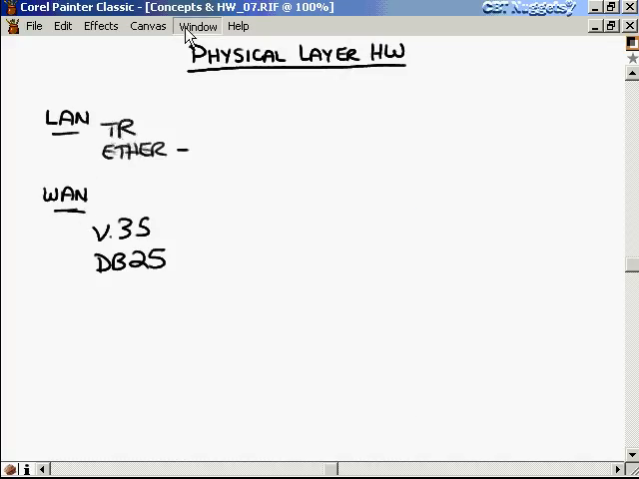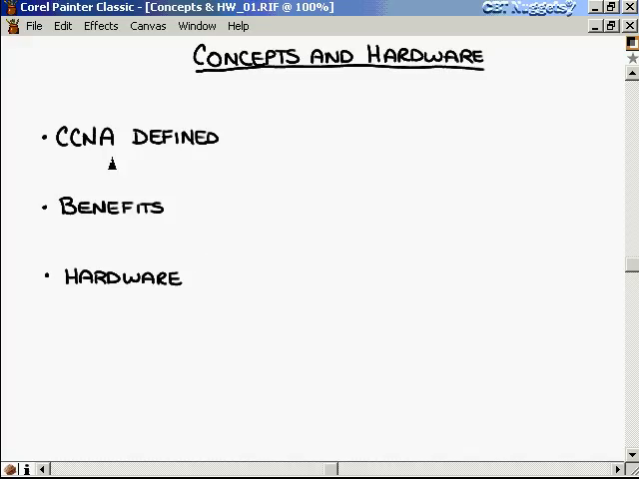In this nugget, we started out by defining what the CCNA is all about. Then we looked at the benefits associated with getting your CCNA. And then we showed some examples of the hardware that will be involved within this series. All of which was presented to you to make you feel comfortable and get you ready so that we can run through this series and get you your CCNA certification.